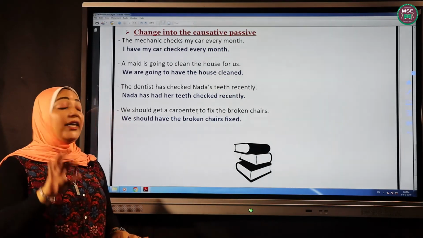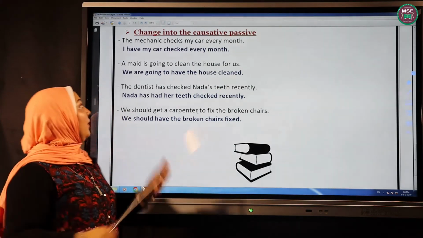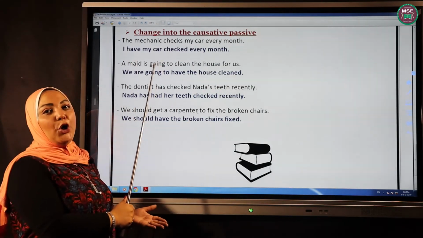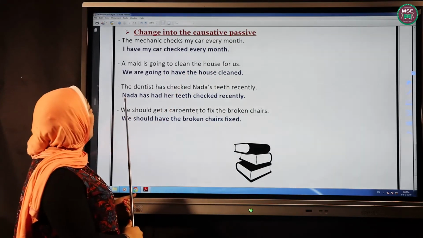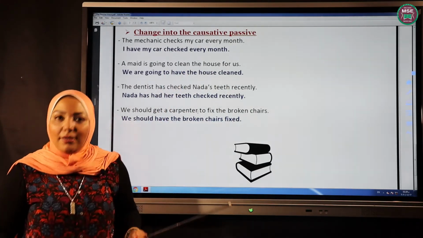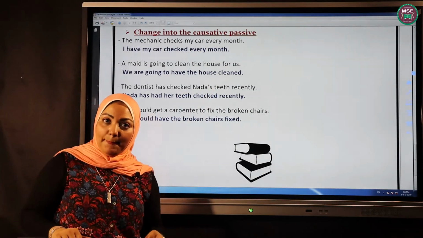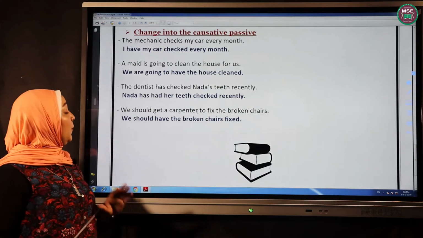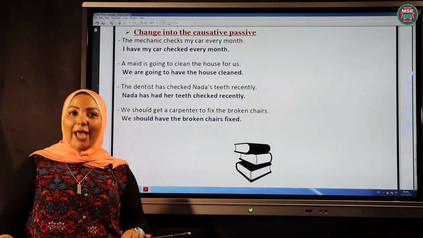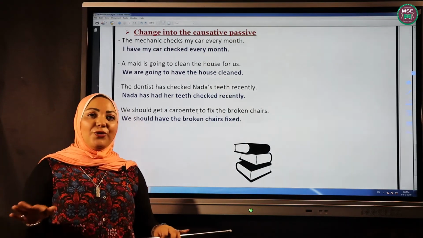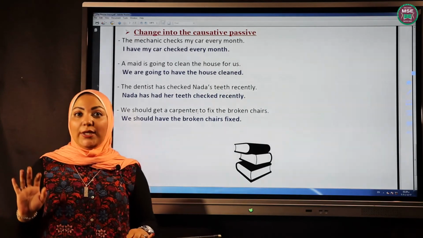Okay? Of course, you can use verb get instead of have in these sentences. So, you can say here, I get my car checked. Or, we are going to get the house cleaned. Or, Nada has got her teeth, because this is the object, checked recently. Fine? Another example, we should get a carpenter to fix the broken chairs. So here we are not going to fix the chairs ourselves. We will bring someone else to do this.